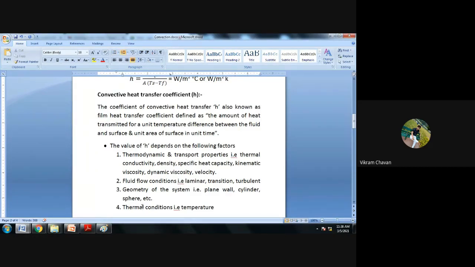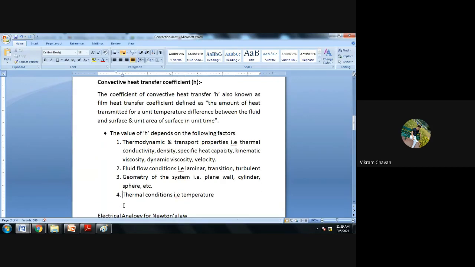And the last one is thermal conditions. Thermal conditions means what? The temperature of a surface, temperature of a fluid, and the difference between these two temperatures. So thermal condition means temperature. Okay. Is there any doubt, any question? Okay. Next.